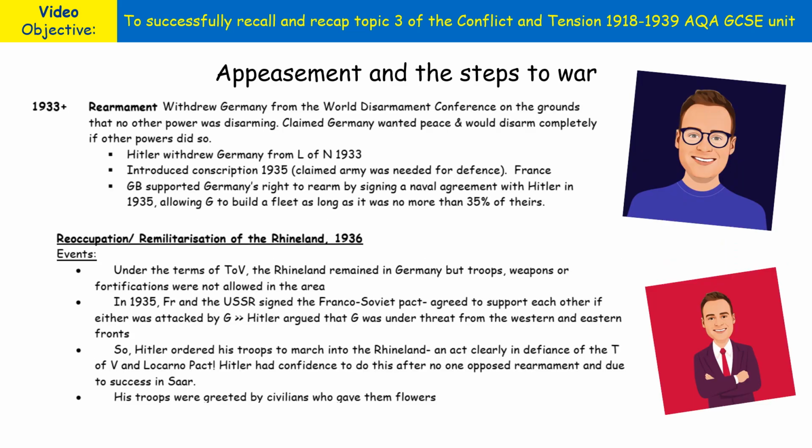So the second part of the topic 3 conflict and tension paper is appeasement and the steps to war in the 1930s. And I'm going to give you a snapshot of the 4 main parts of appeasement in the 1930s, starting off with rearmament. Hitler, from 1933 onwards, when he became Chancellor of Germany and then Führer, at first secretly started to rearm the German army.